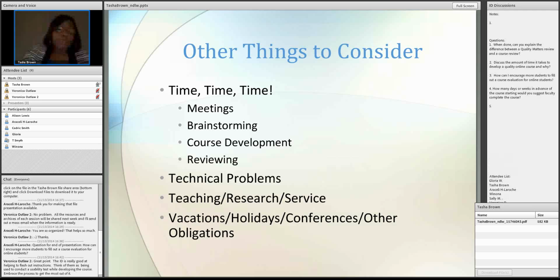And this is not just from your end. This is also from the end of the instructional designer, from the end of the technical people that may be assisting you, from the end of the holidays that may be coming up. You have to think about all of this in a whole, in a bigger picture. So it will take time.